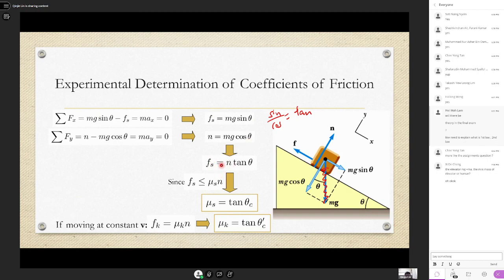If you do that, you're going to get something like that. Sine over cosine becomes tangent. This one is actually fs over n, but put it on the other side. Then this fs here, we will substitute with the friction formula, which is mu s n. Remember from the previous few slides, mu s n is the formula. If you substitute that in, the n will cancel out. You'll be left with mu s equals tangent theta.